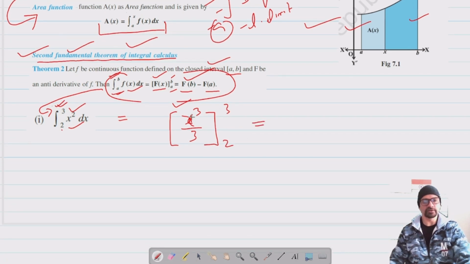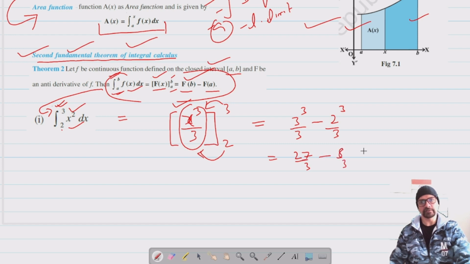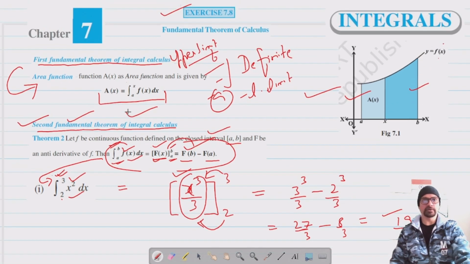And how do we evaluate the function for the lower and the upper limits? In this function, let's put in the value of the upper limit for x. So this is 3 cubed by 3, and now subtract from it the function's value at 2. So this is 2 cubed by 3, which gives me 27 by 3 minus 8 by 3, which is equal to 27 minus 8 is 19 by 3. So this is how we evaluate the anti-derivative for the limits a and b, once the integration is done. And I will solve some more questions for you.